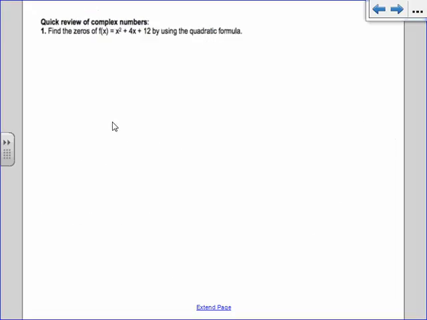All right, so find the zeros of f of x equals x squared plus 4x plus 12 by using the quadratic formula. So it's probably going to have i's. All right, so we're going to do x equals negative b plus or minus the square root of b squared minus 4ac all over 2 times a. If you don't have the quadratic formula memorized, you should probably memorize that. Probably have it to some kind of cheesy song.